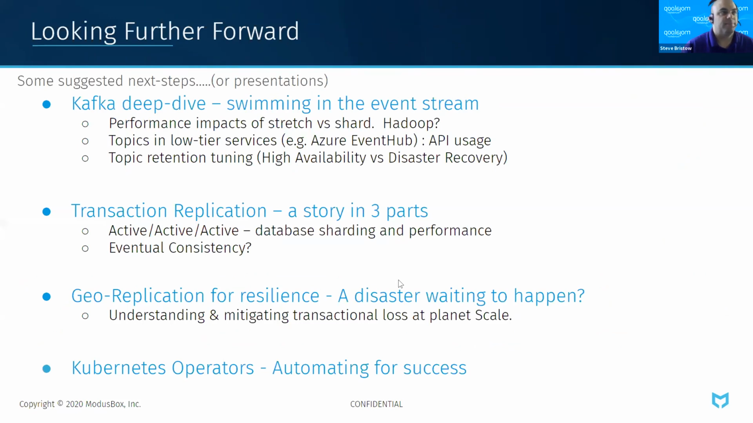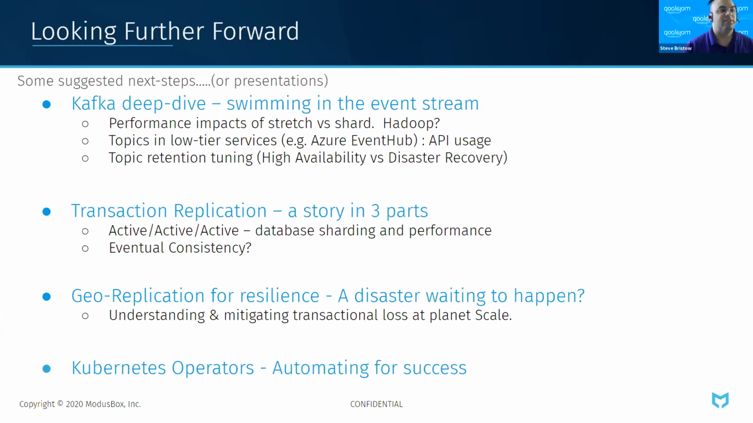What next? A Kafka deep dive. So one of the key points of replication challenges is Kafka and the topics associated with it and how we shard, partition, and so on and so forth. Likewise, database replication. How do we have transitions in 3 availability zones? It's a story in 3 parts and all of them are active.